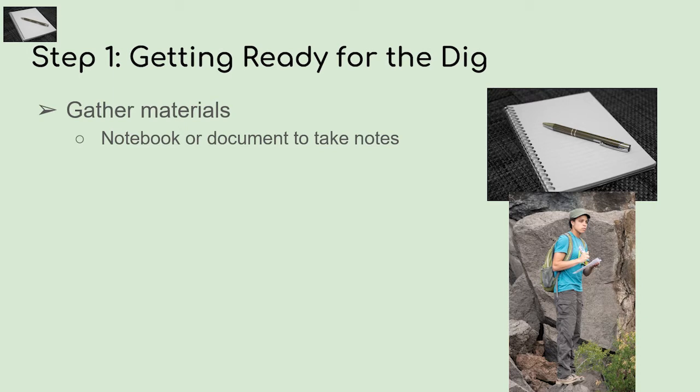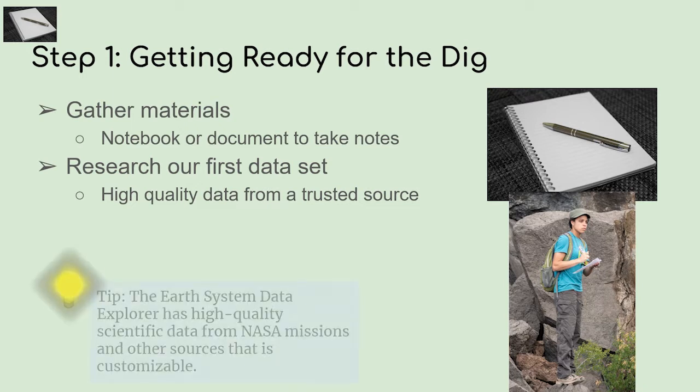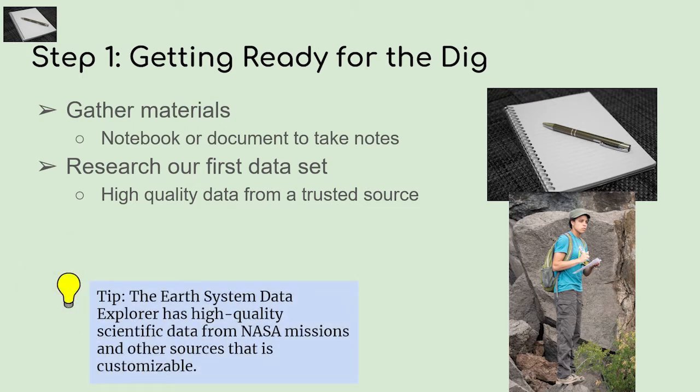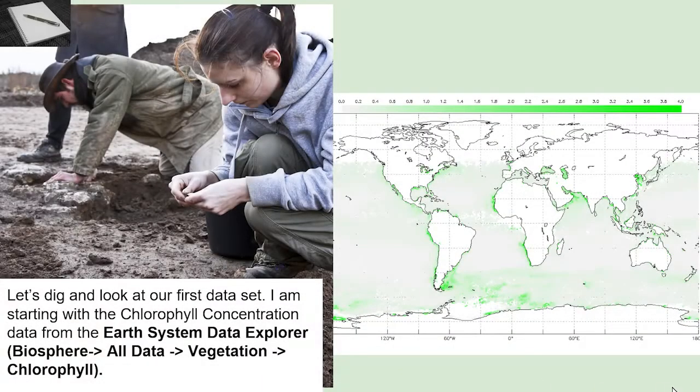Next, we need to figure out what our first data set will be. We need high quality data to analyze, and the data needed to come from a trusted source. At MyNASA Data, we do a lot of this work for you, bringing you high quality data from NASA missions and other reputable sources on our Earth System Data Explorer. So let's start our dig and look at the first data set.